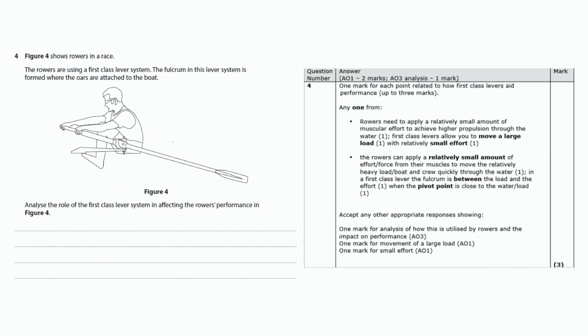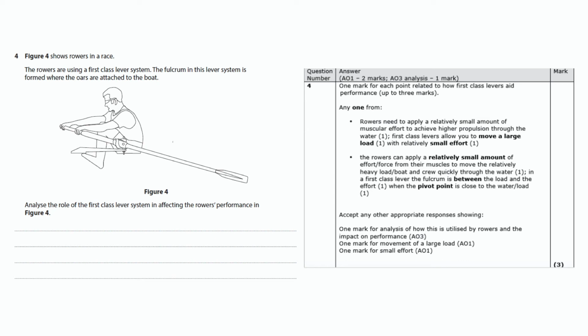Final question, and this is the most difficult one. This is worth 4 marks. Analyse the role of the 1st class lever system in affecting a rower's performance in figure 4. So you could probably look at that and say, oh, what does it mean by analyse? What do I need to say? There's only so much you can say, and if it's a 4 mark answer, you've basically just got to give all of your knowledge on that lever system. That is you analysing that lever system.